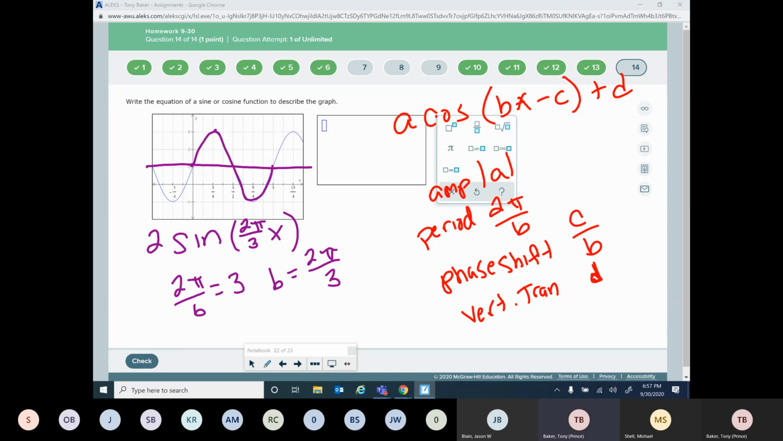Hold on one second, I'll answer your question. My vertical translation of this is how far it's off of the 0. So this was shifted up 1. So my vertical translation is +1.